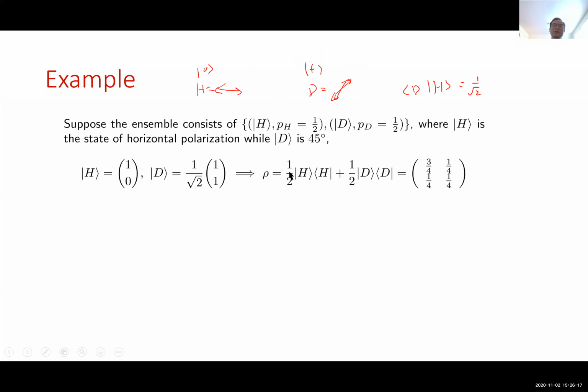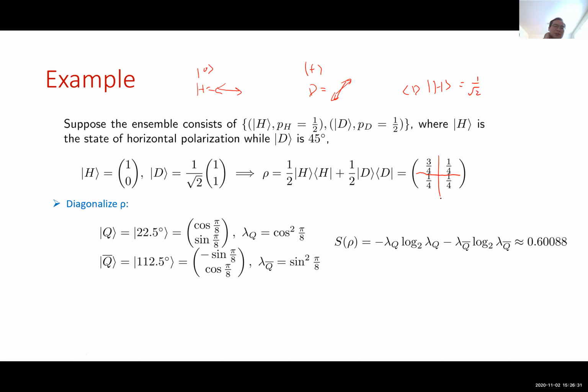On average, there's a density matrix, right? 1/2 mixture of H and 1/2 mixture of D. This is the matrix, this is the 2x2 matrix. You can diagonalize that. So I did that here.